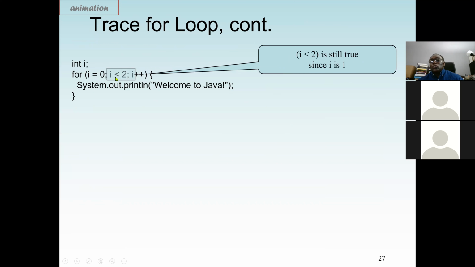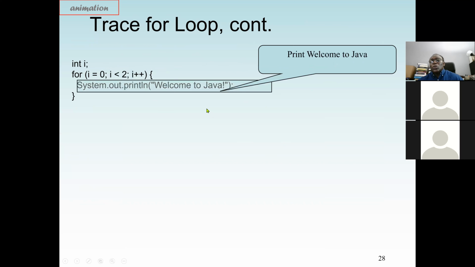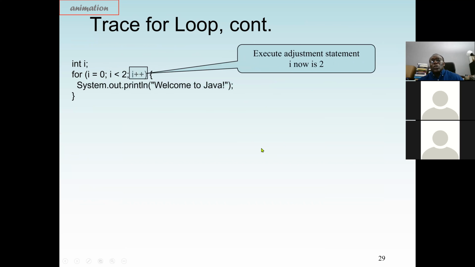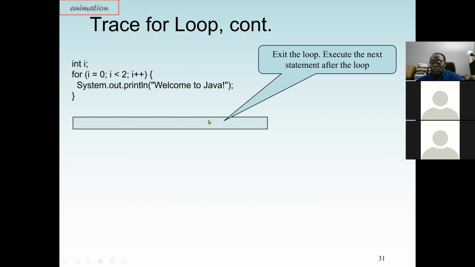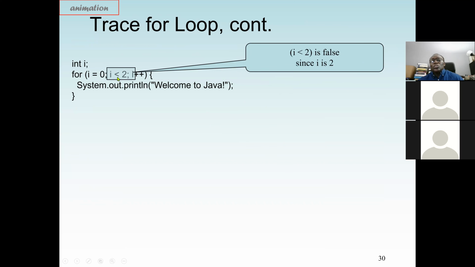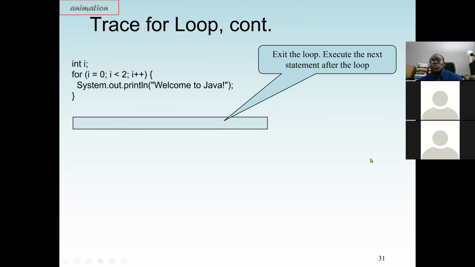Now we check again, is 1 less than 2? Yes. Okay, let's print welcome to Java again. We increment the counter to 2 now. We check the condition, oh sorry, I went too far. We check the condition, is 2 less than 2? No, that's false, so we come out of the for loop.